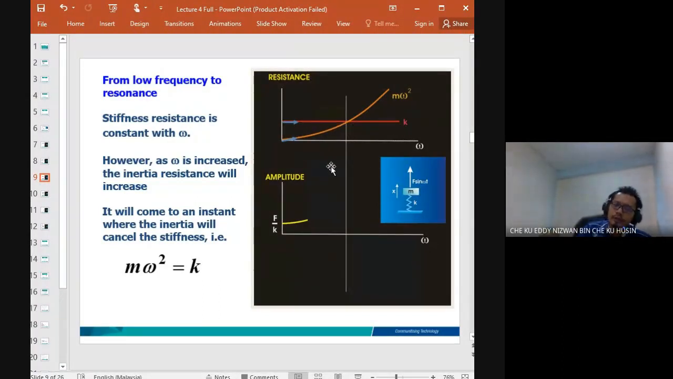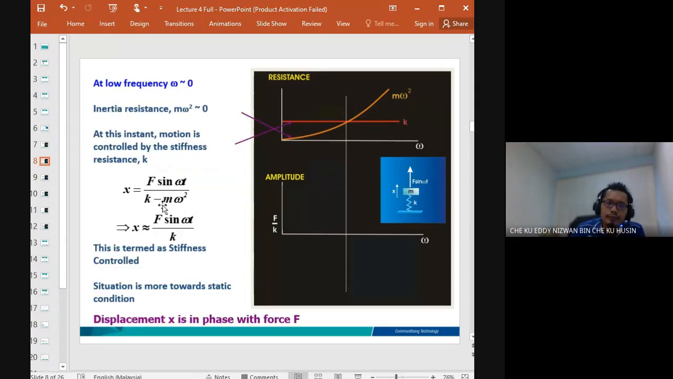However, when you increase the speed of excitation, it increases the inertial resistance, which can be represented by a quadratic equation, m omega square. It keeps increasing. If we refer back to this equation, when this increases, the determinant's value is reduced. When it reduces, it means that x will be higher.